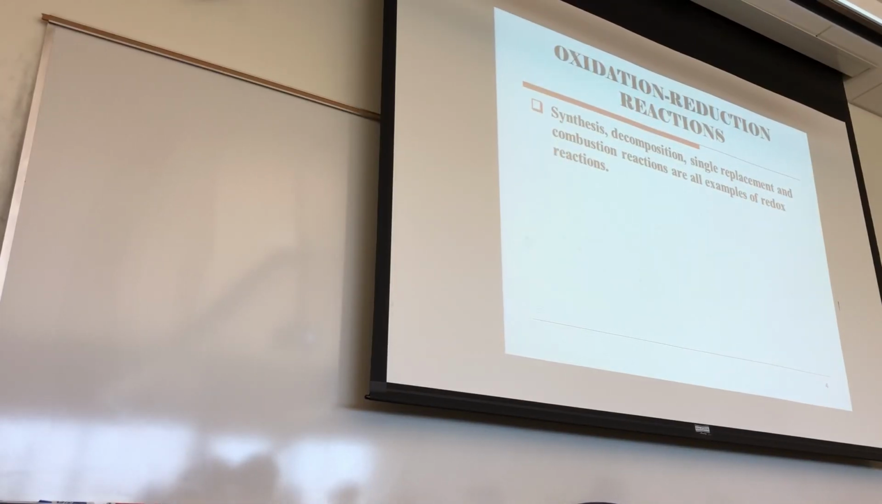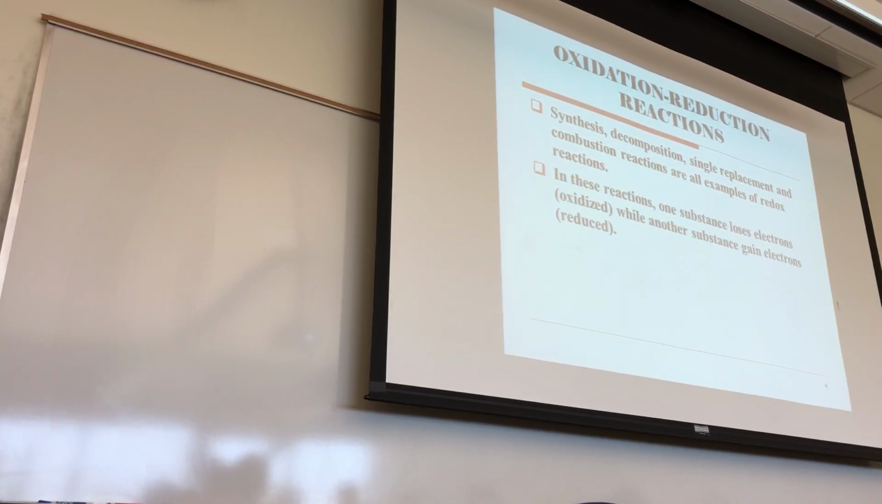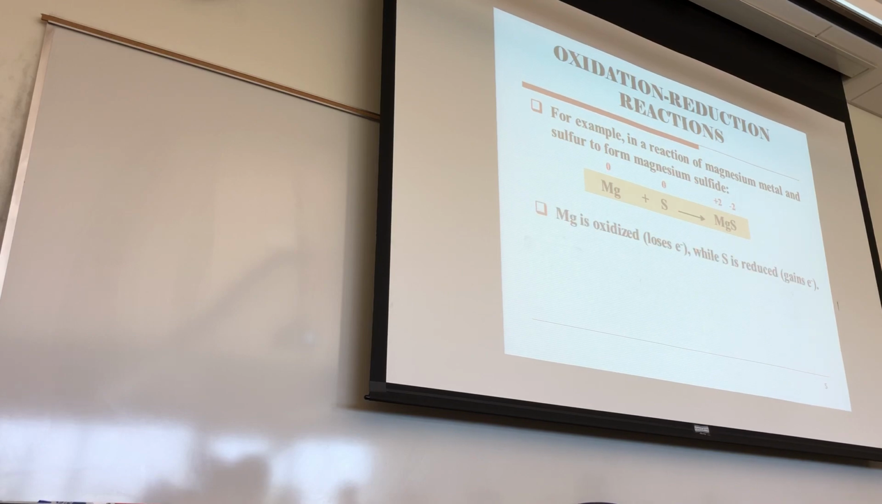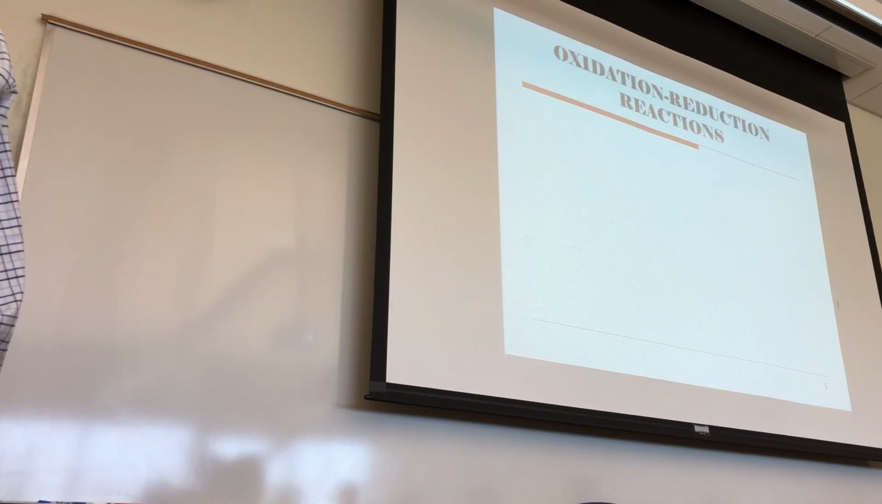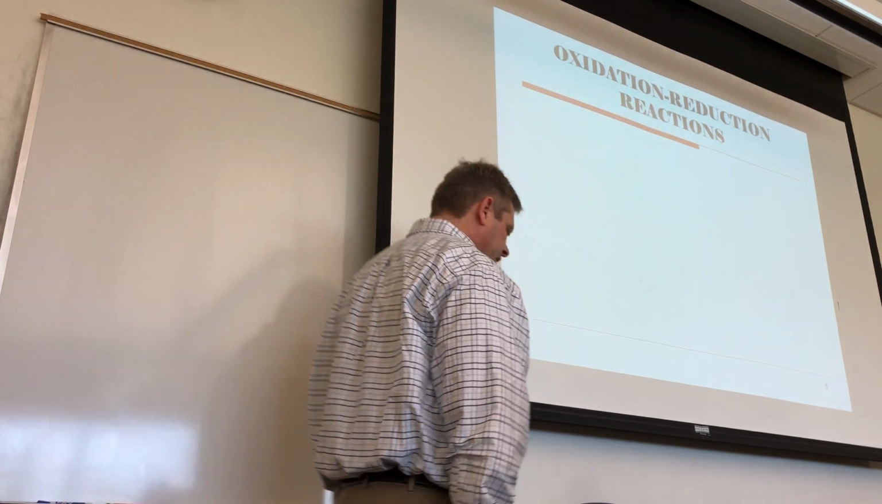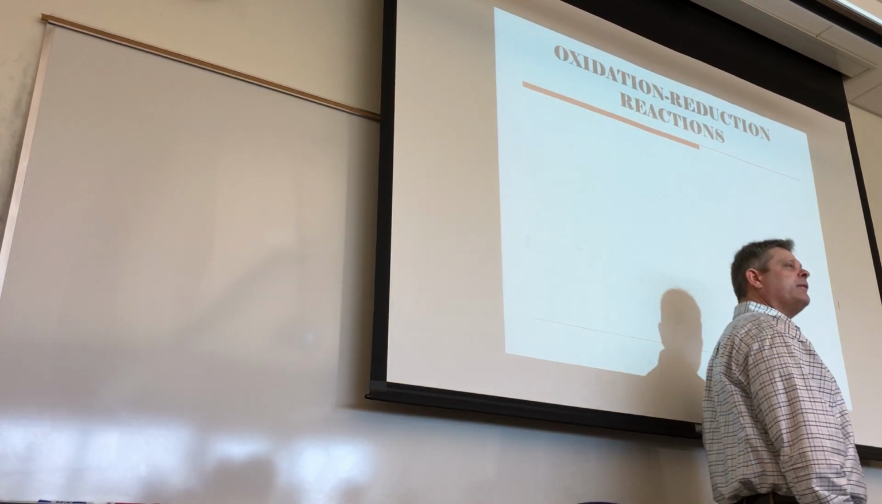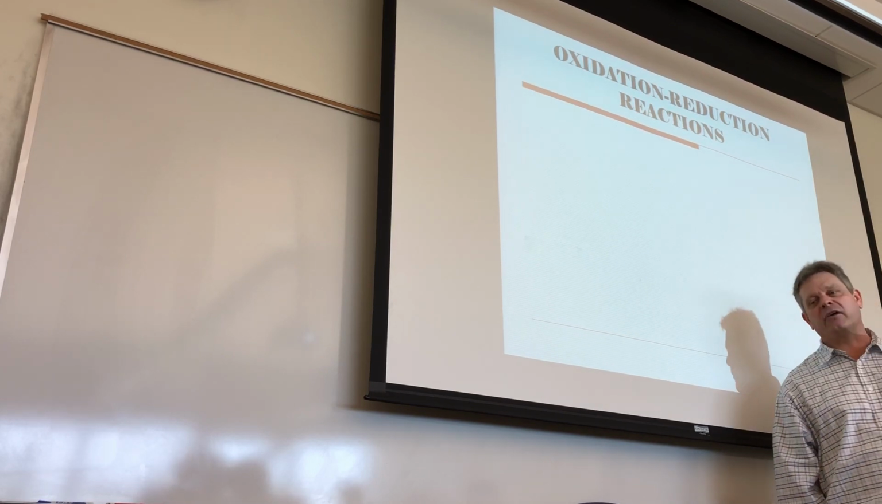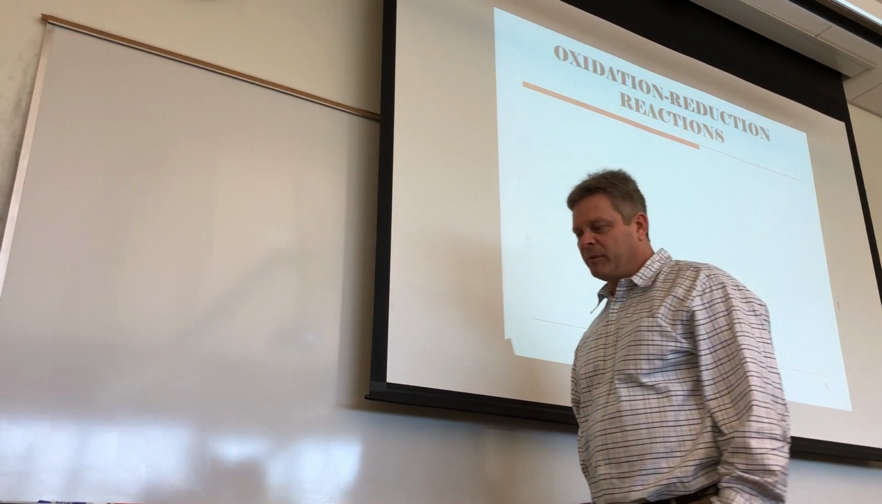So, here we go. Synthesis, decomposition, single replacement, and combustion. The only thing I left off there was double replacement. We'll get to that. These are just the definitions. Just to remind you: redox, oxidation half, reduction half. If something is reduced, it gained electrons. If something was oxidized, it gave up electrons. That was the general sense of basic chemical reactions that we learned from a chemical perspective.